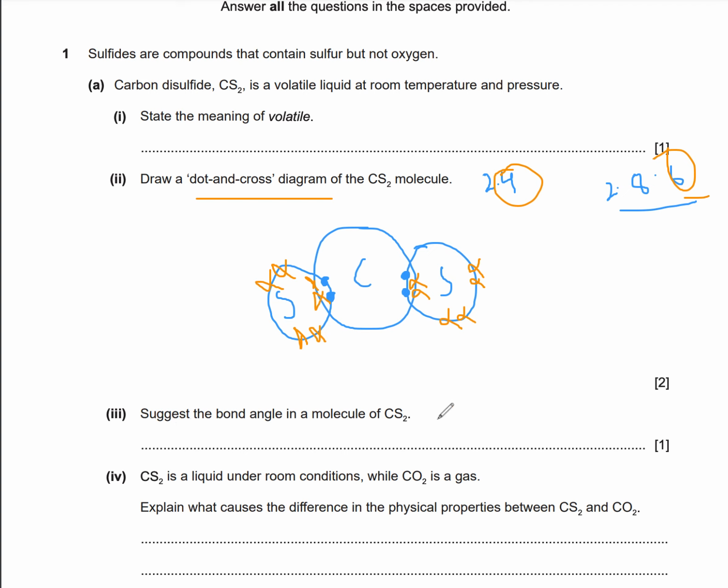Now suggest the bond angle of CS2. So over here, if we look at it, the carbon has no lone pair of electrons, right? Because they are both bond pairs, they would have equal repulsion from each other. So it would form a linear shape, or we can say 180 degrees is the bond angle. So the angle between these two is 180.